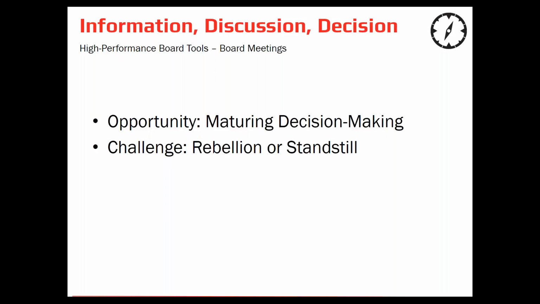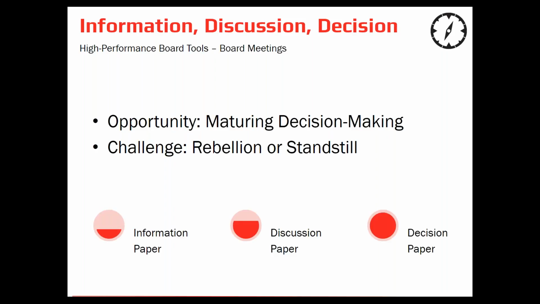So it's how you, as an independent director, honor this maturing process of really starting to improve the quality of decisions made, yet also not be so much of a stickler around the process that it stops decisions altogether. So you've got to find that place in between. So there are three types of paper per se. One is an information paper. That is an FYI to the board.